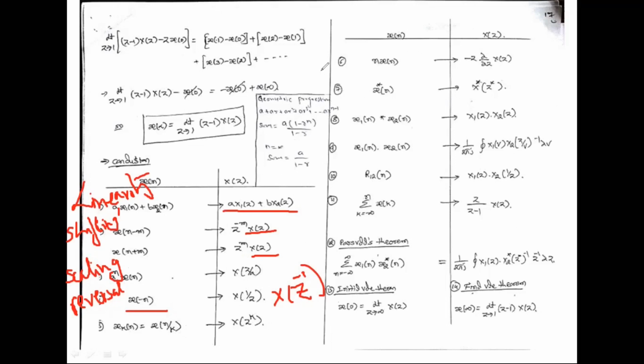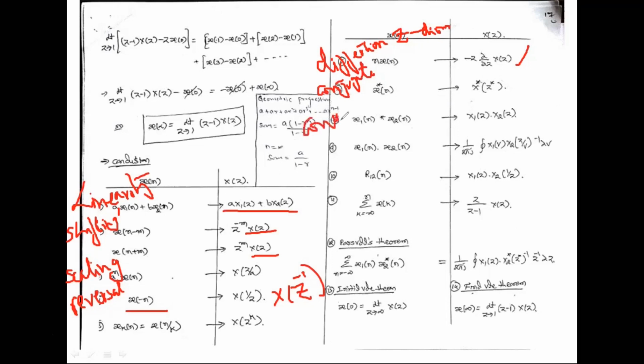Next, the differentiation property. Differentiation, that too in the z domain. Differentiation occurs in the z domain, or multiplying the signal n into x of n is minus z d by dz of x of z. Differentiation in z domain. And next, the seventh property is the conjugate property. What is the conjugate property? X star of n is x star of z star.